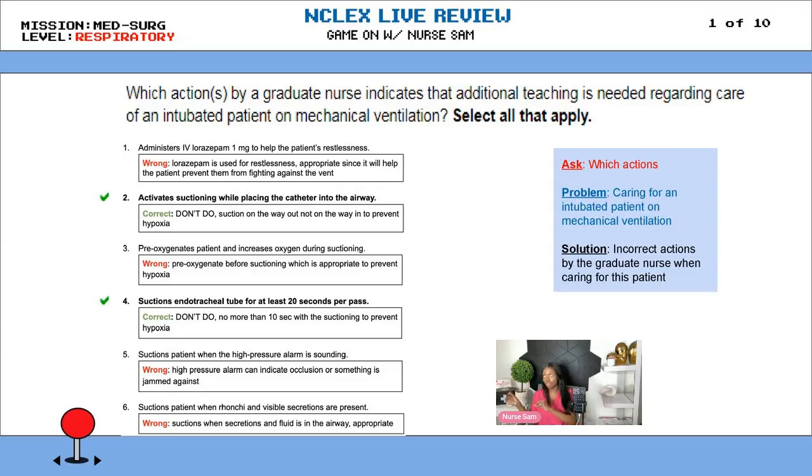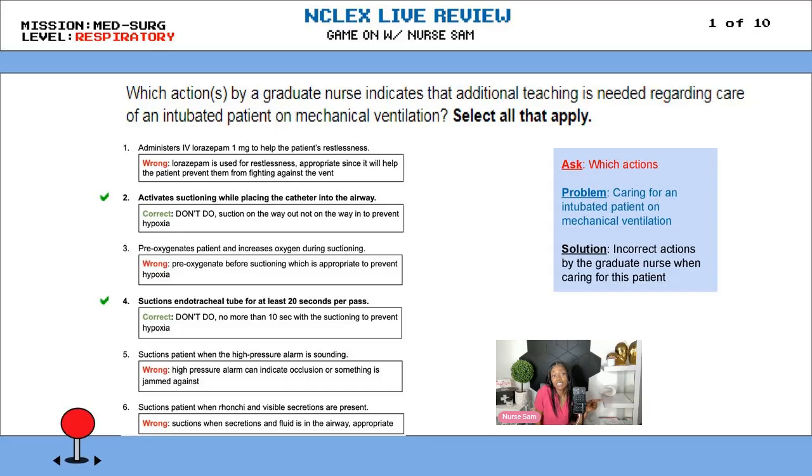You knew that those were false, which means you knew that those were the answers for this question. So, claps to you guys. We've got to keep up with our small wins, okay? So let's dive into why it was right versus wrong. Again, we're looking for the action that indicates the need for additional teaching, so we're looking for the false thing.